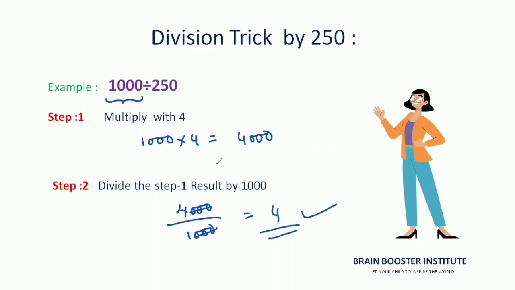Okay. So for step 1, first of all, the given number should be multiplied with 4. And step 2, divide the step 1 result by 1000. It's very simple. I think you got our point here. Now, my friends, let's go with the next problem.